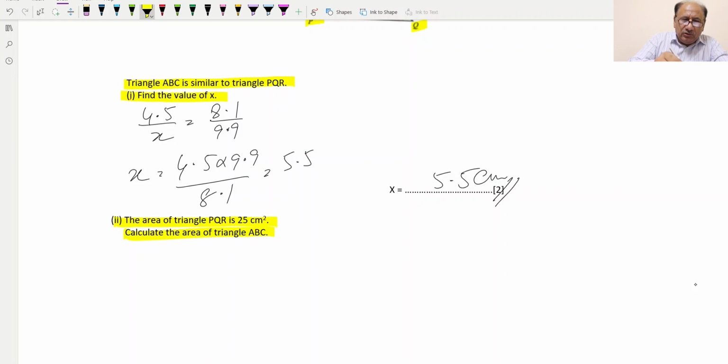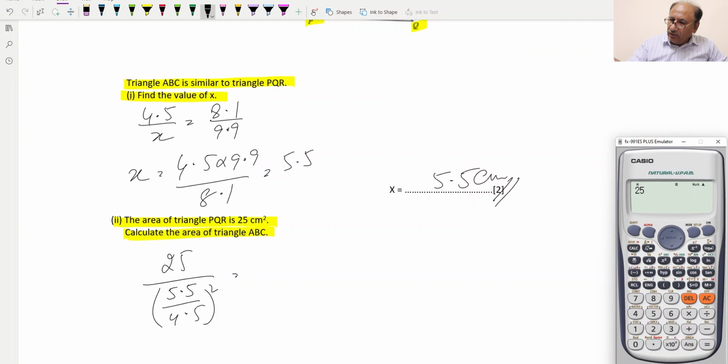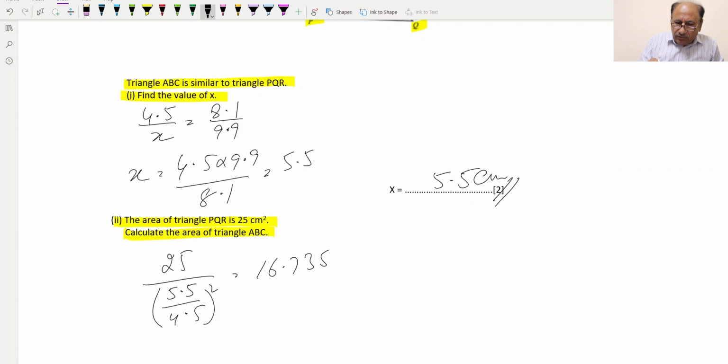So now we can use ratio again. 25 over the square of the ratio, and that is 5.5 over 4.5, squared. So we divide 25 by the fraction 5.5 over 4.5, and we have to take the square, and this is equal to 16.735, or we can write it as 16.7 to 3 significant figures, and the unit will be centimeter squared. This will be the final answer.